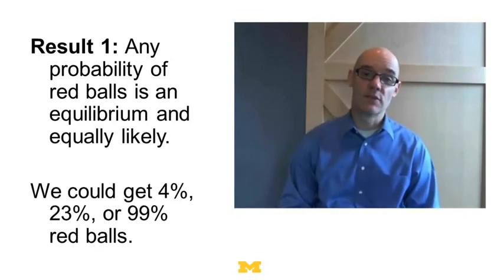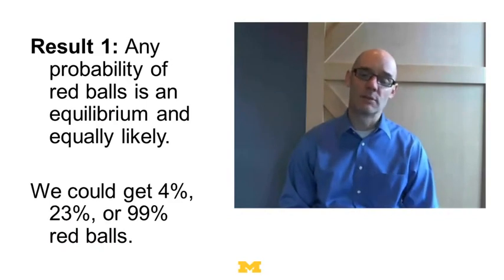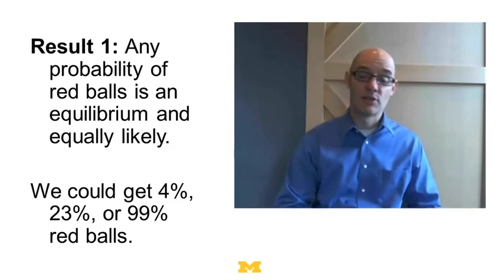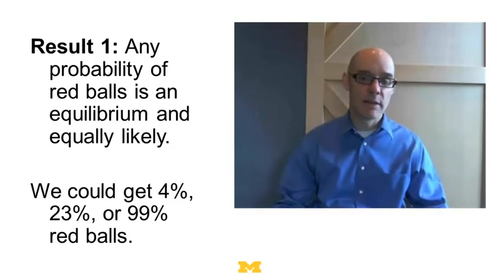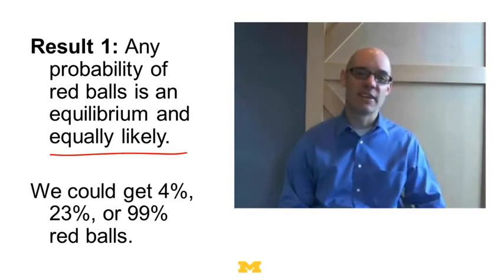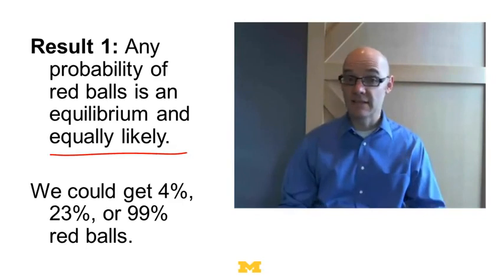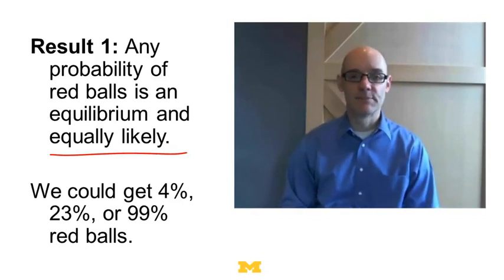So here's the first result, and it's sort of surprising. The first result is any probability of red balls and blue balls is in equilibrium in the long run. So you can end up with 60% red balls, you can end up with 4% red balls, you can end up with 99% red balls. Any one of those things could happen, and they're all equally likely. So you're equally likely to get 4% red balls or 85% red balls. That's amazing. And it turns out it's not very hard to prove, so I want you to see if you can figure out why it's the case.